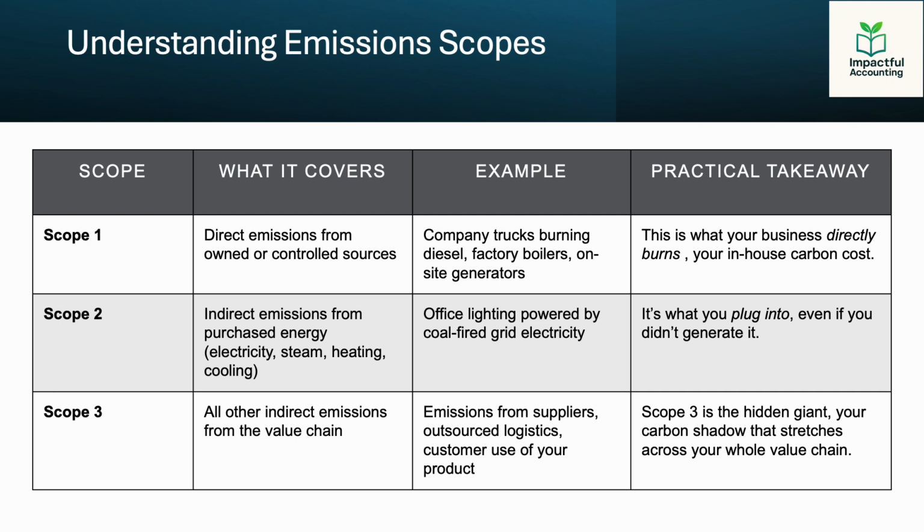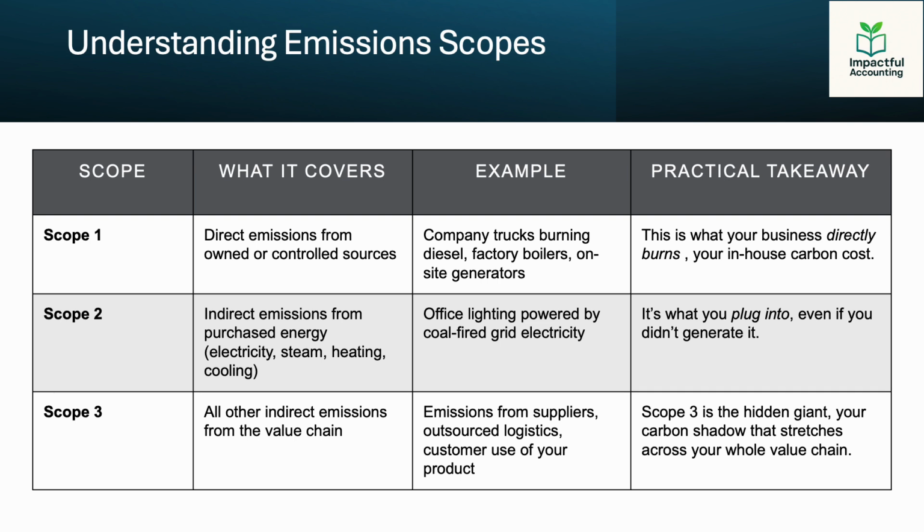Scope 2 steps one ring out. It covers the emissions from electricity, steam, or heating you buy. You might not own the power plant, but you're using what it produces. Imagine the light in your office, powered by a coal-fired grid. That's Scope 2. It's the stuff you plug into. And as energy prices and emission intensity vary, so does your Scope 2 footprint. Switching to renewable electricity is one of the fastest ways to cut Scope 2 emissions.